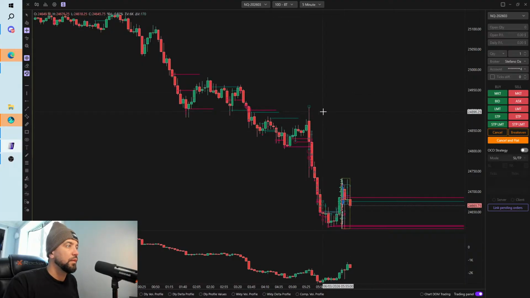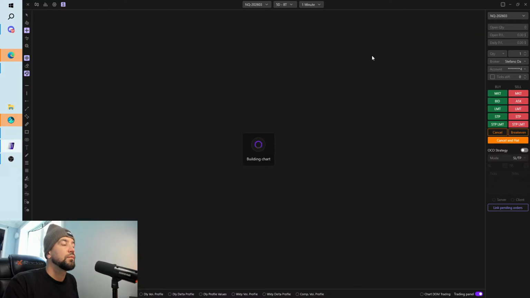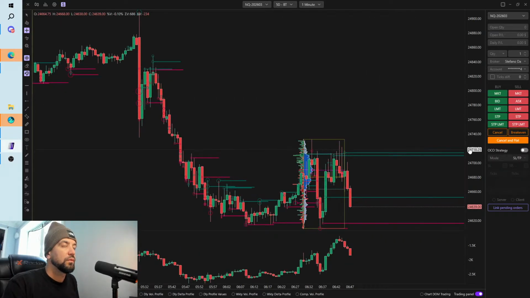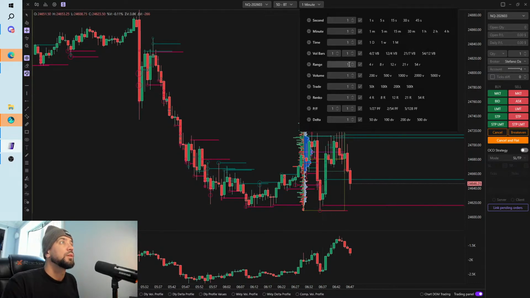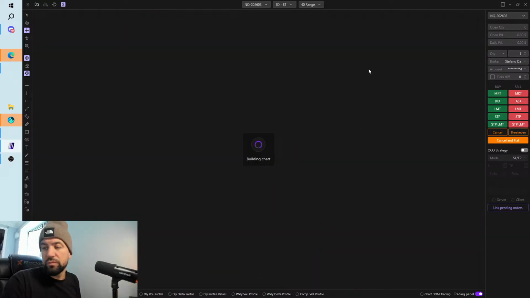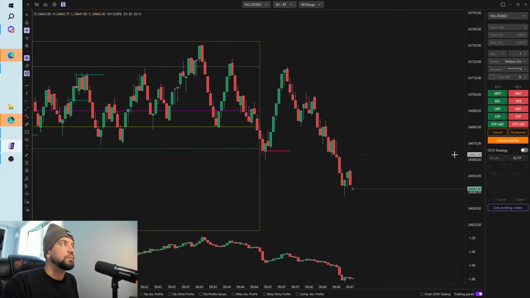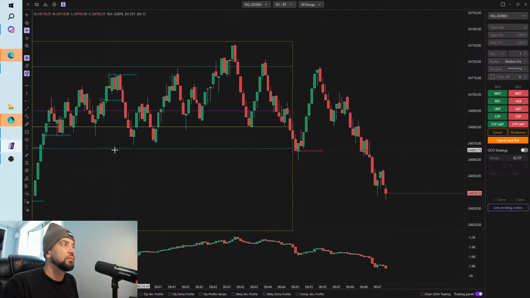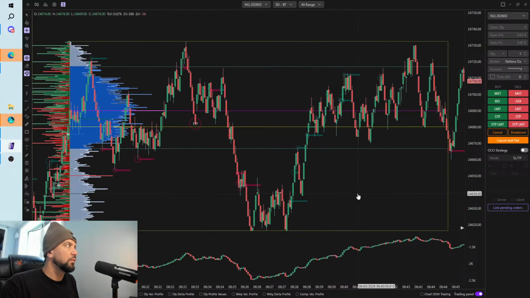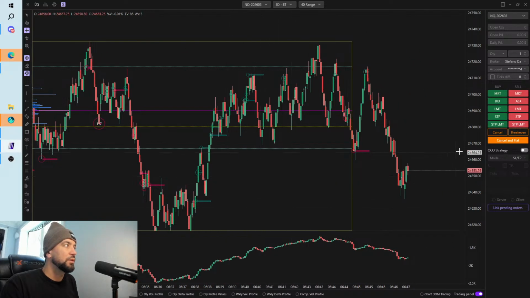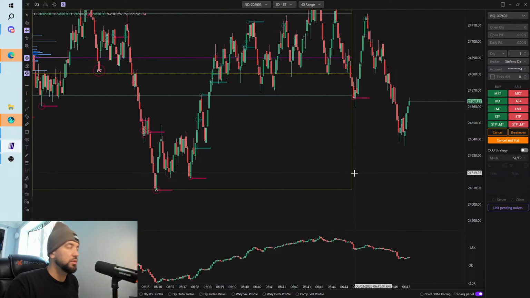Okay. Yeah, it's crazy. It's definitely been selling. This is our support area. So let's go to 40 range. There hasn't been a whole lot of aggressive orders either yet, so that's kind of interesting.